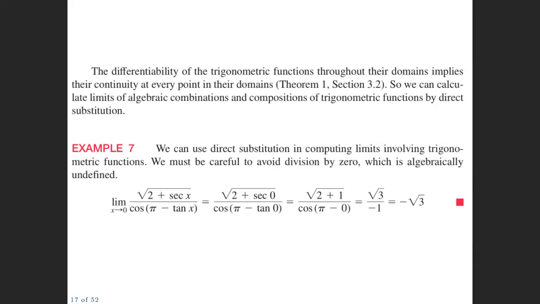We can do limits involving sine and cos as long as we're careful that we're not dividing by 0. So, for example, this limit, if we just replace x by 0, we do not get 0 on the bottom. So that's what we'll do. Just replace the x by a 0. We get square root of 2 plus sec 0 divided by cos of pi minus tan 0. And that is just minus root 3.